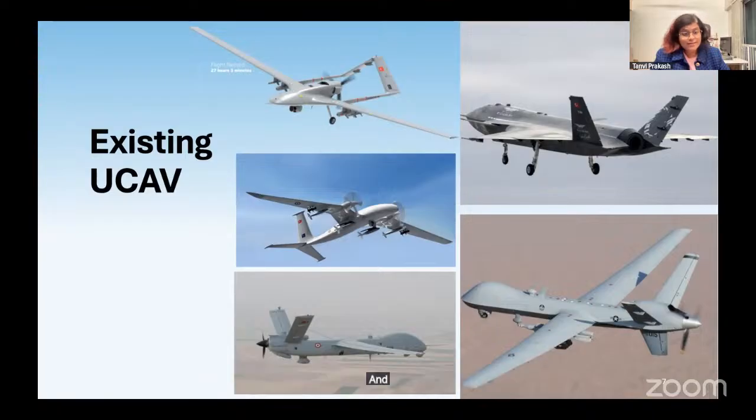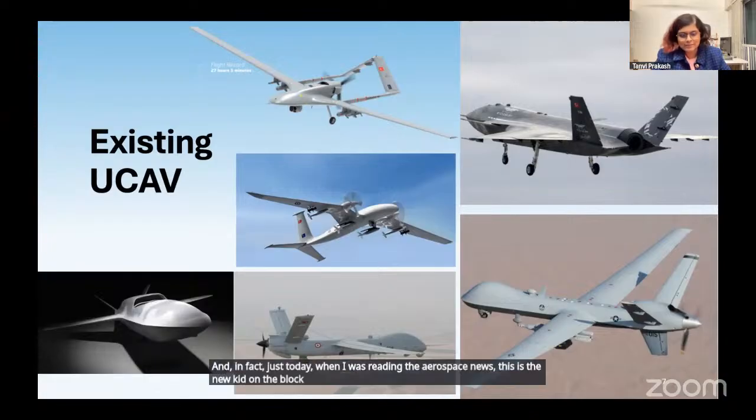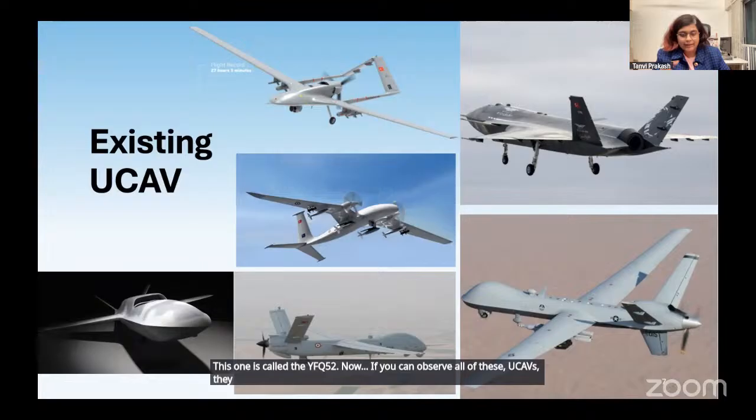And in fact, just today when I was reading the aerospace news, this is the new kid on the block, the latest UCAV, which has been released just a few hours ago by the US Air Force. This is the first photograph of it which has been made public. This one is called the YFQ-52. Now, if you can observe all of these UCAVs, they look a certain way, right? They're long and slender, and they have long slender wings with high aspect ratio.